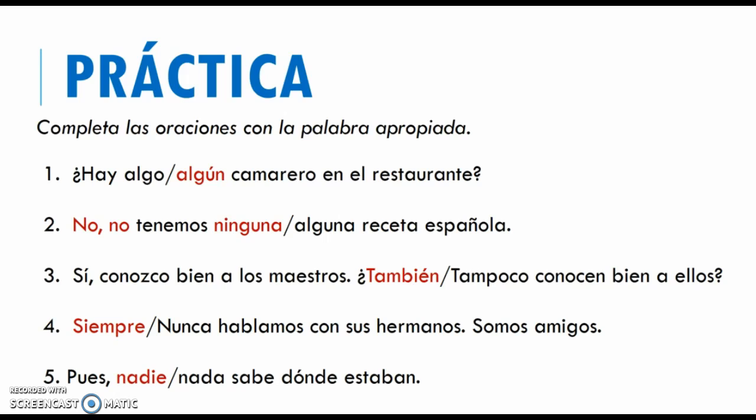Y aquí están. Y pueden ver unas observaciones importantes. So we knew right away the número dos, for example, should have been ninguna because we know that if a sentence starts with a negative word like no, then it has to stay negative. We can't go from a negative to affirmative in Español.